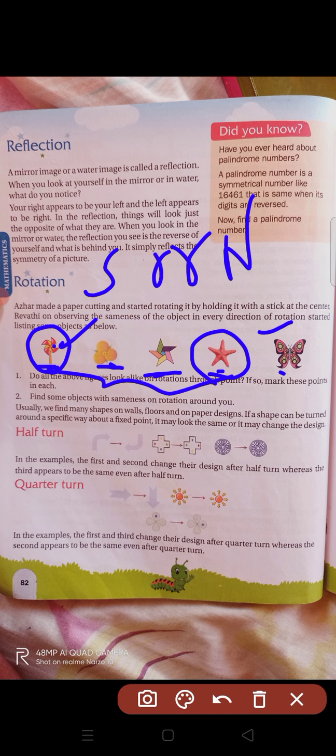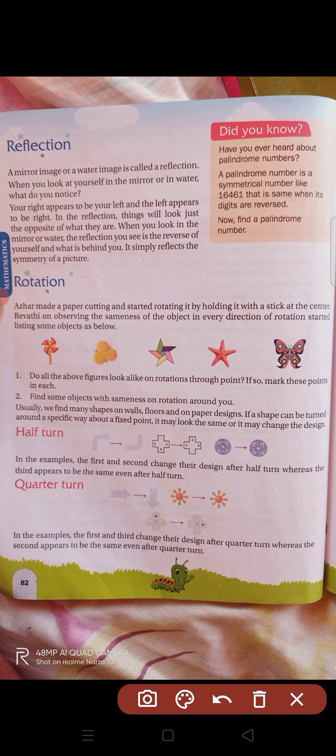In every direction we rotate, we get the same shapes, or we say that these figures look the same when we rotate them. In the same way, when we rotate the butterfly we also get the same shape, but here the shape slightly changes, so we cannot say this. Also, find some objects with sameness on rotation around you. There is an activity where you list some objects with sameness on rotation around you. Whenever you rotate those objects, you should see whether the sameness is possible, or you can find any difference. Just notice the difference.